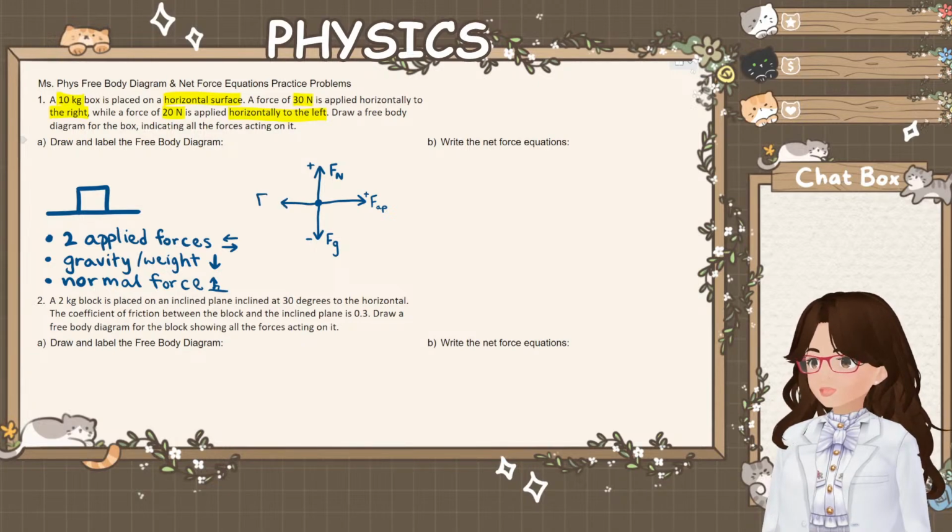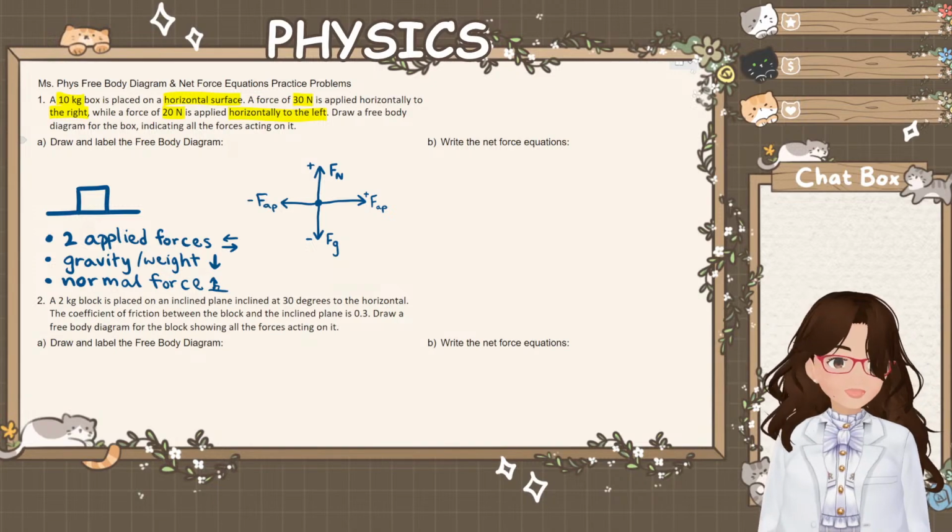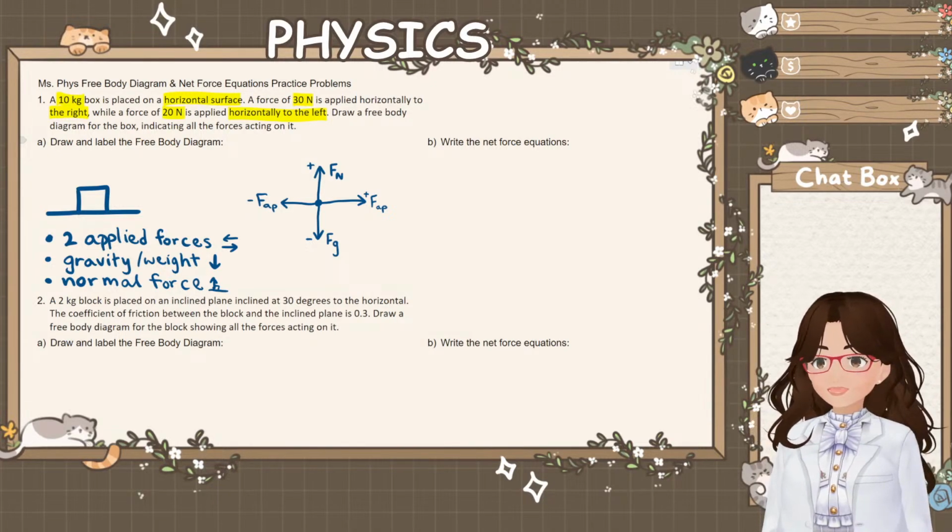And when you're drawing your free body diagrams, it doesn't have to be precise, but you do want to make sure that when someone is viewing your work, they can easily tell that a force is greater than another force. So that is really one of your goals.